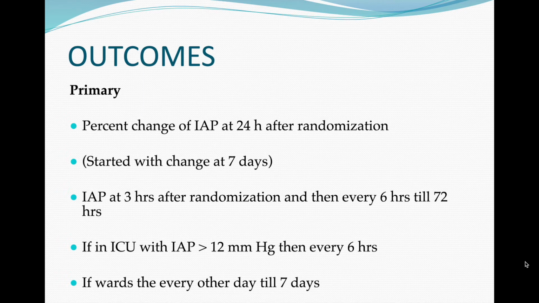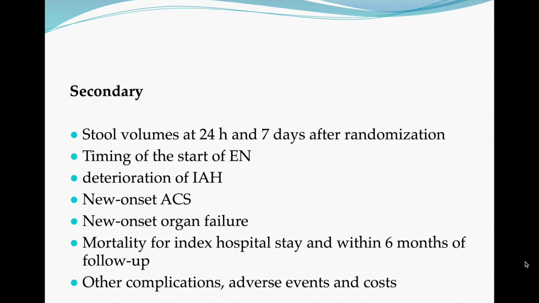Now IAP at 3 hours was measured after randomization, and then every 6 hours till 72 hours. If the patient was in ICU with IAP of more than 12 mmHg, then it was measured every 6 hours. However, if the patient was shifted to the ward because of being stable, it was measured every other day till 7 days.